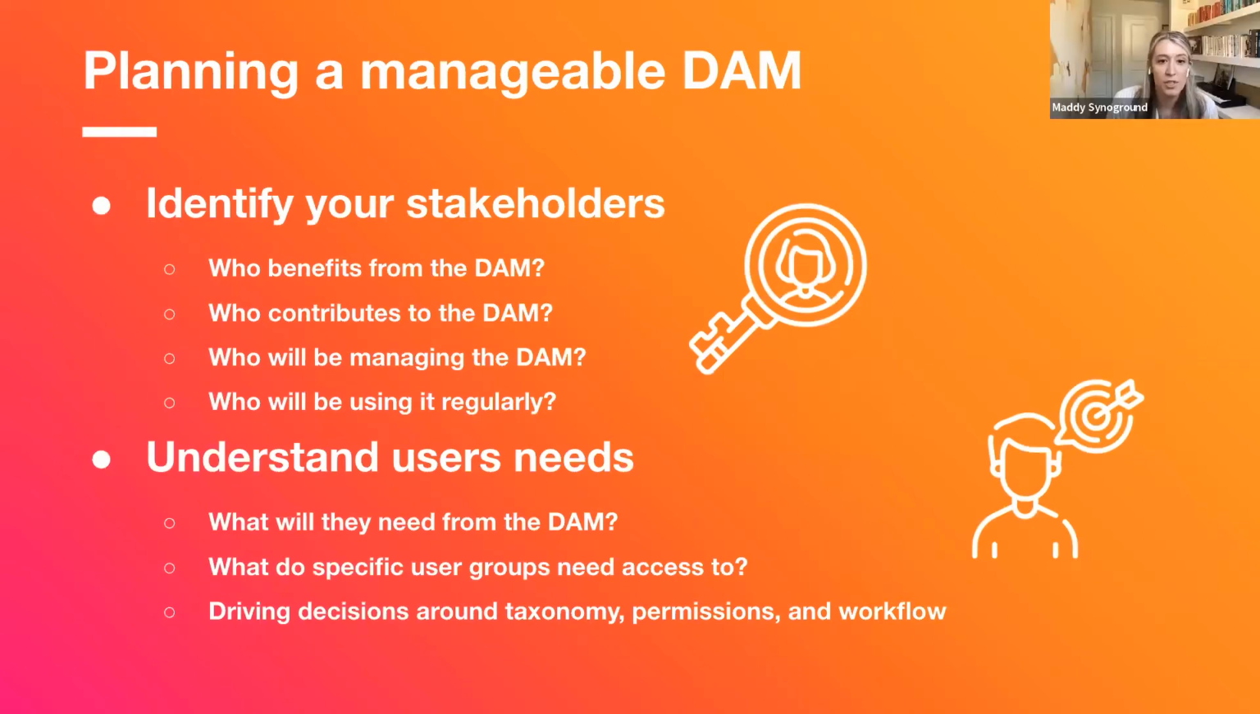Yeah, so one of the first and most important things to do in planning for a manageable DAM. I'm getting a message that my internet connection is unstable, so stop me if you can't hear me. Sorry, small town internet. Like I said, one of the first things to do in planning for a manageable DAM is to identify your stakeholders. Your DAM is a program, not a one-off project.